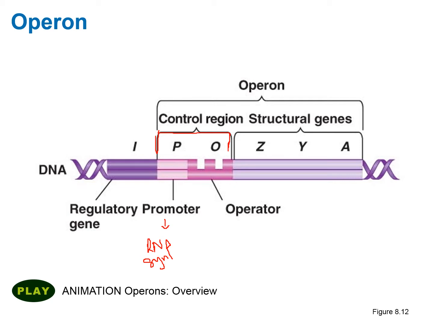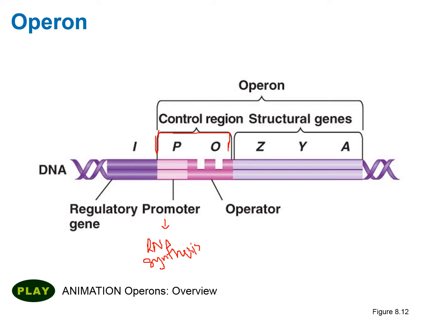The second site is called an operator site. So this is supposed to say RNA synthesis. The second site is called an operator site. So the operator site is where transcription control is going to happen.